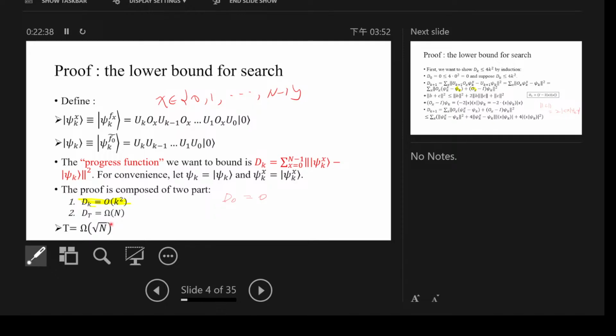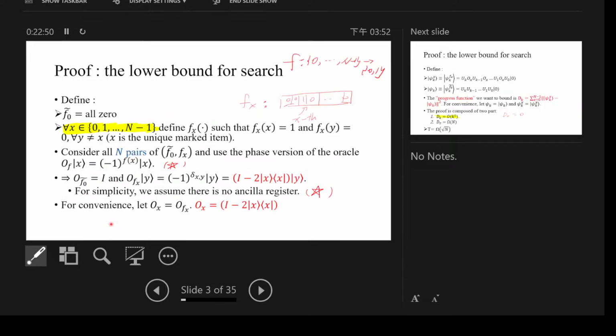Any questions so far? Okay, if not, then let's dive into the technical part, and let's go back to the previous slide. So here we have a bit of a calculation. We already calculated that f0 tilde is identity, and we also simplify Ox here.